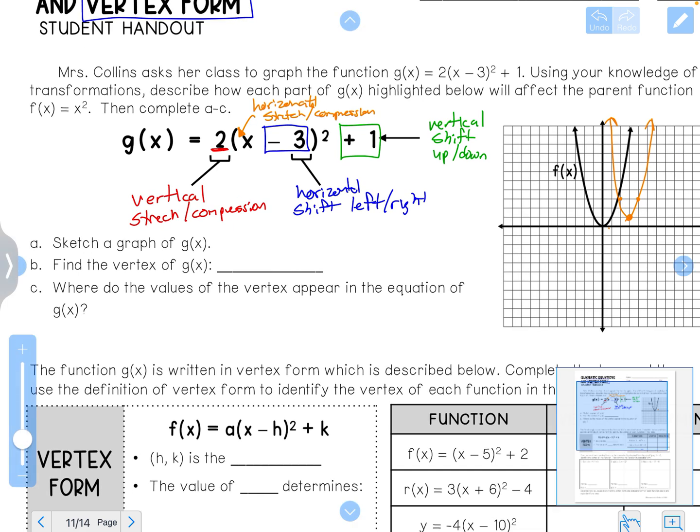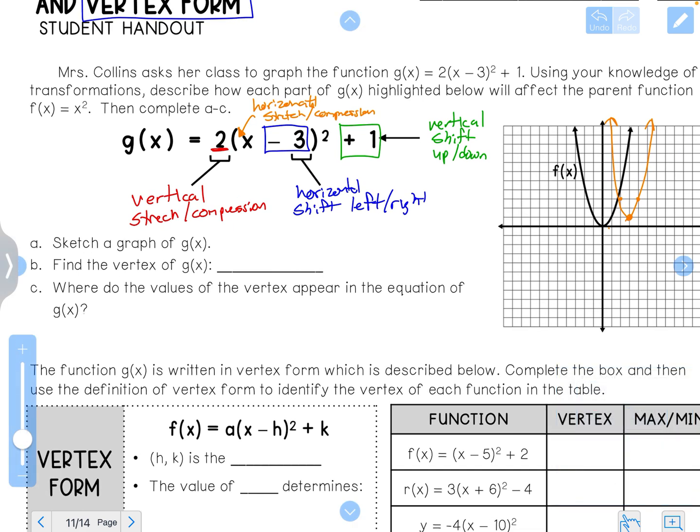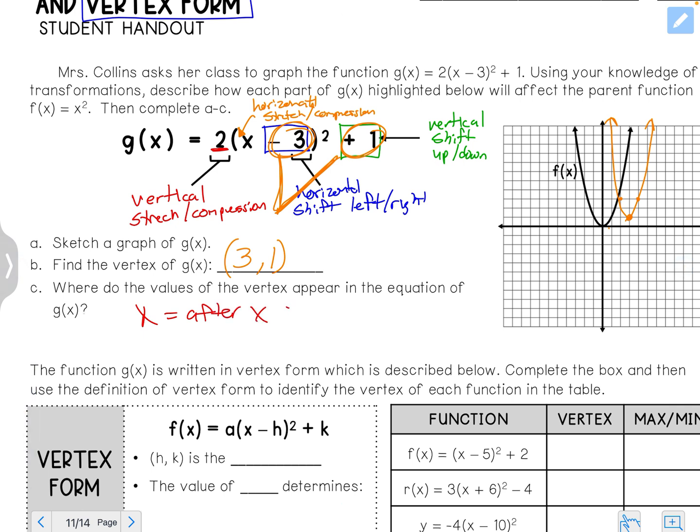So our vertex, we already said, was going to be 3 to the right and up 1. So our vertex is going to be 3, 1. And if we notice very quickly, we took the 3 from there and we took the 1 from there. So those two numbers are what represent our vertex. So the x of the vertex is the number after x inside the parentheses. Our y is the number after the parentheses.